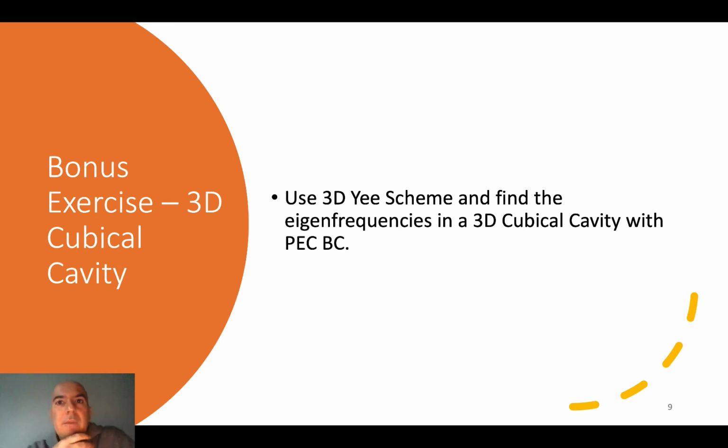For the bonus exercise of our assignment, we're going to ask you to use the 3D scheme and find the eigenfrequency in a 3D cubical cavity with a perfect conductor boundary condition. We've done that before in 1 dimension. We're going to ask you to experiment in 3D using the E-scheme. So that's the last slide, and talk to you soon.